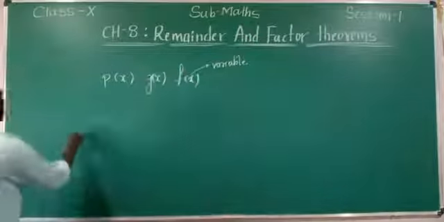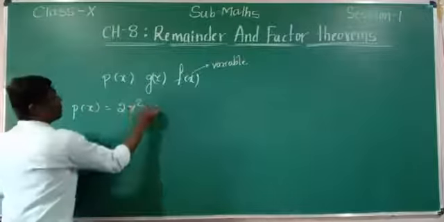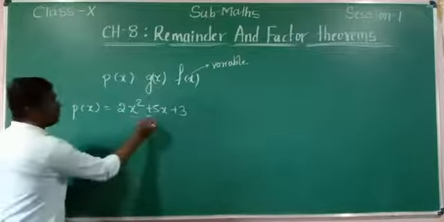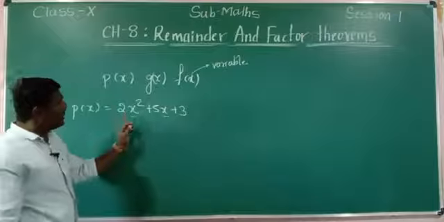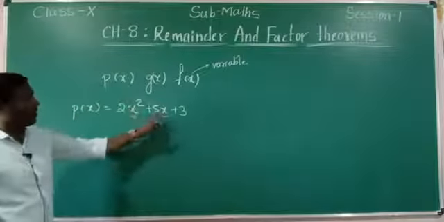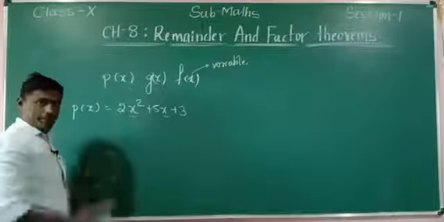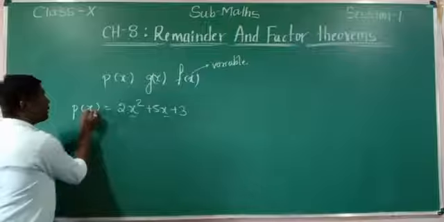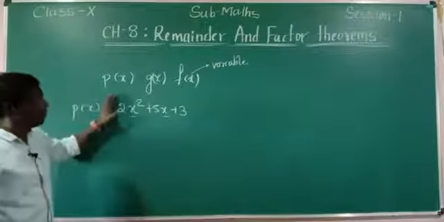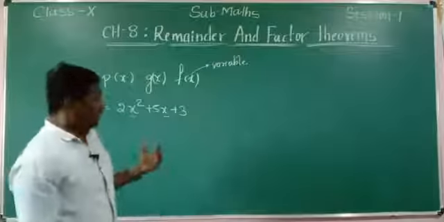For example, if I am taking p of x is equal to 2x square plus 5x plus 3, here we are taking one variable, that is x. So p of x is equal to 2x square plus 5x plus 3. The whole value of the expression depends on the value of x only. As we change the x value, we get different values of the expression, right?